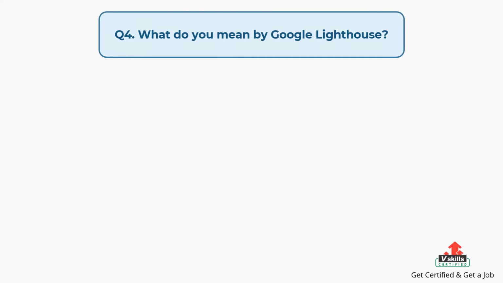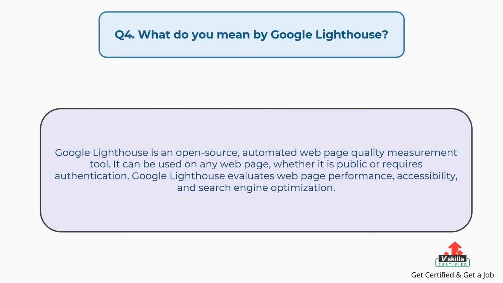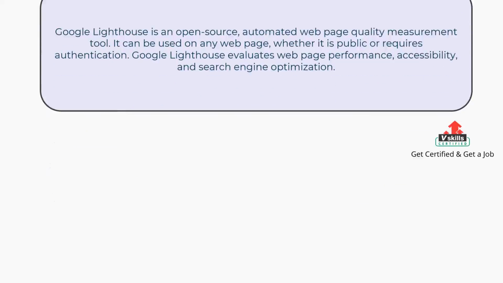Question number 4. What do you mean by Google Lighthouse? The answer is: Google Lighthouse is an open-source, automated web page quality measurement tool. It can be used on any web page, whether it is public or requires authentication. Google Lighthouse evaluates web page performance, accessibility, and search engine optimization.